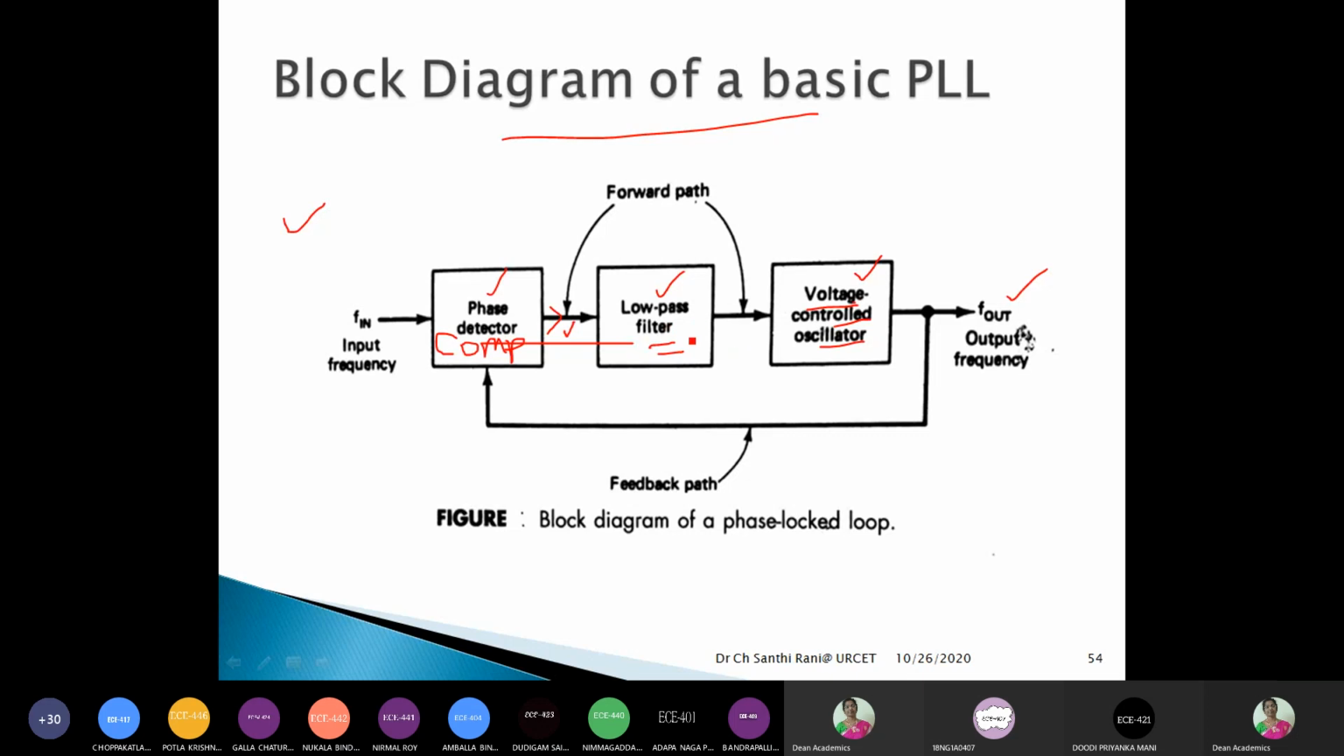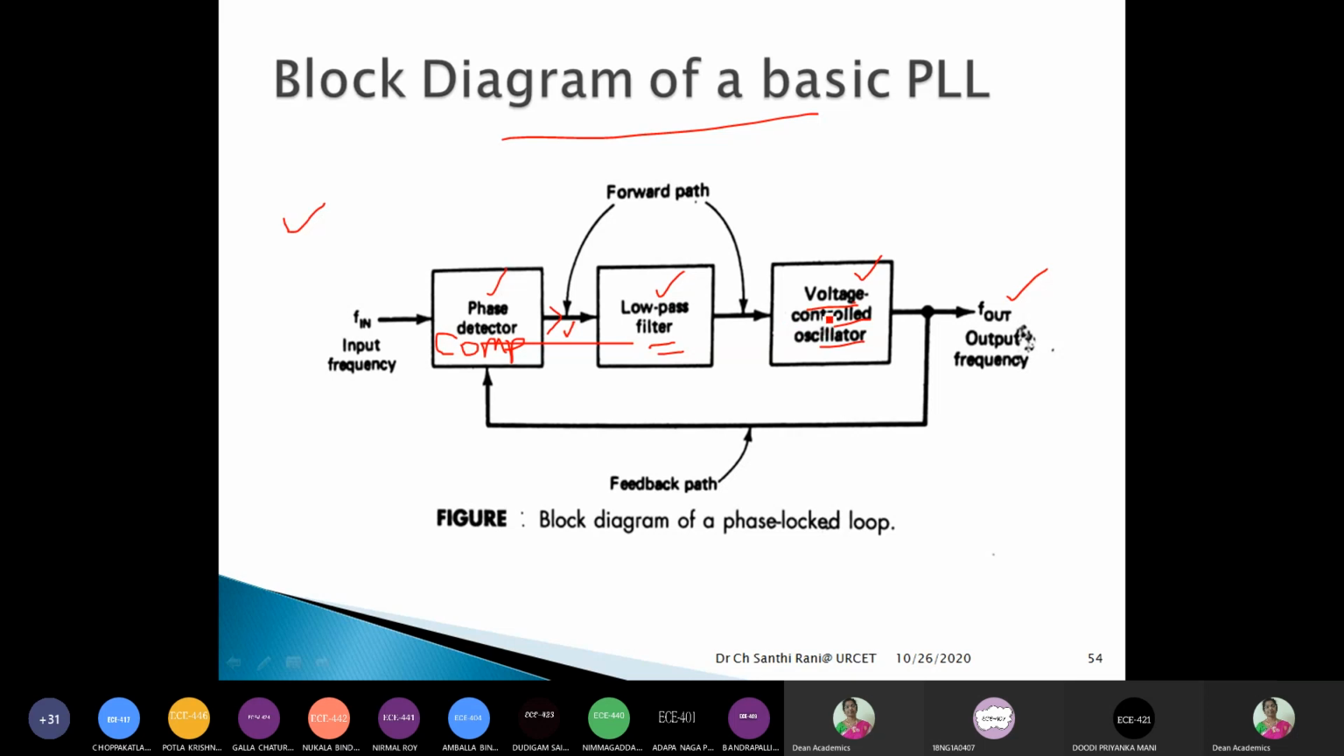Here also we have a DC signal. The low pass filter cutoff frequency can be any value, but we use a very low frequency as the cutoff frequency. So finally, this is also a DC voltage. This DC voltage in turn is applied to the voltage controlled oscillator.